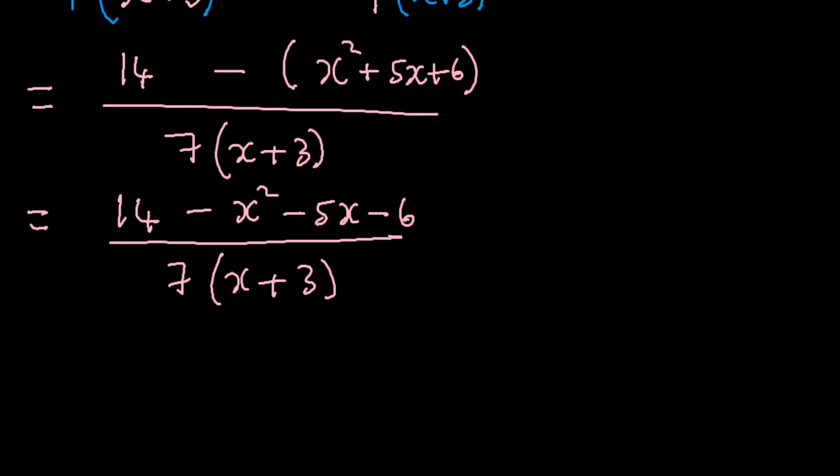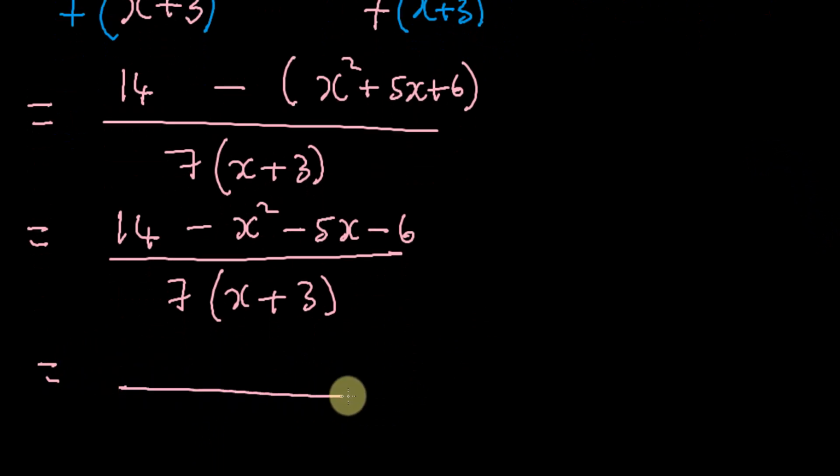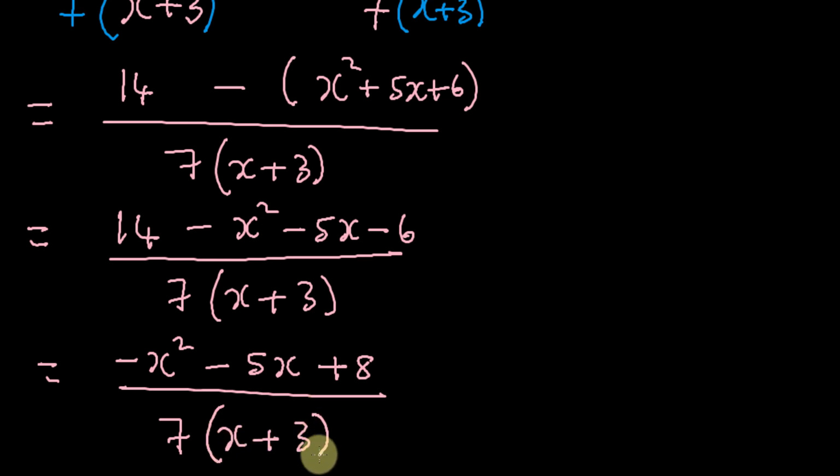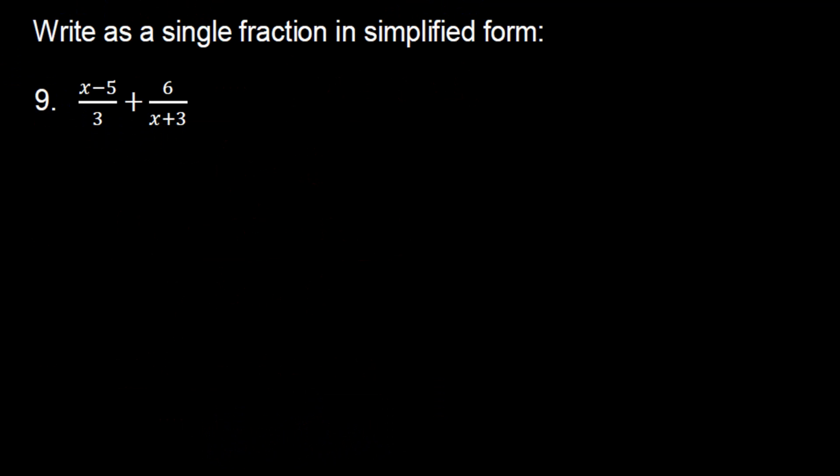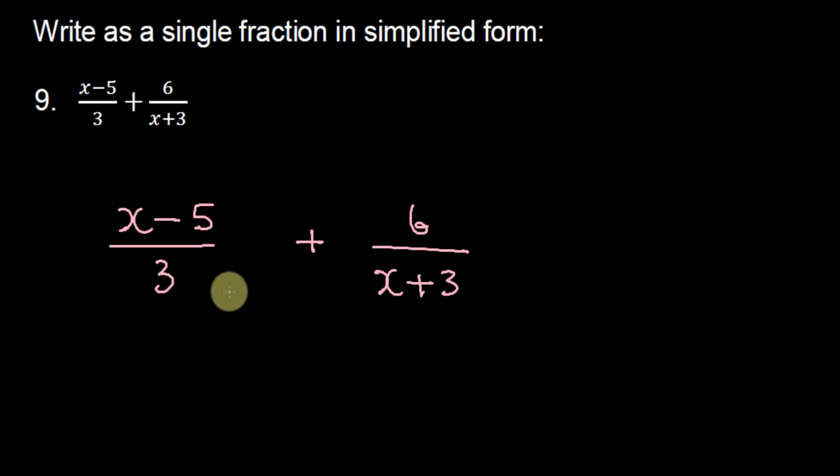Finally, we can add like terms in the numerator. And in writing the numerator in descending powers of x, it's going to be negative x squared minus 5x, and 14 minus 6 is 8. And this is all over 7 into x plus 3. We make the denominators the same by multiplying them by each other. So the 3 here, we're going to multiply by x plus 3. And the x plus 3 here, we're going to multiply by 3.